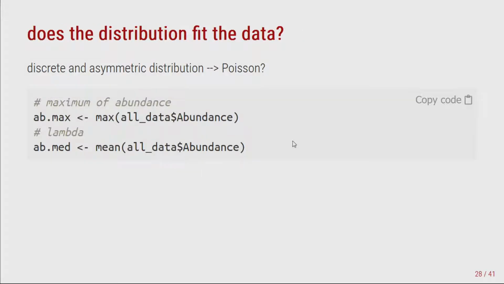So we already saw that our abundance data are not normal. One possible distribution for that would be the Poisson distribution. This is count data, a discrete distribution for count data. The Poisson distribution has 1 parameter, lambda, which is the mean. I'm calculating here the maximum because I would need that for plotting, and the mean. So I have my maximum of abundance and my lambda here.